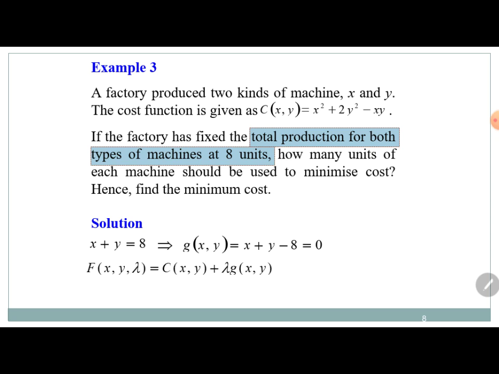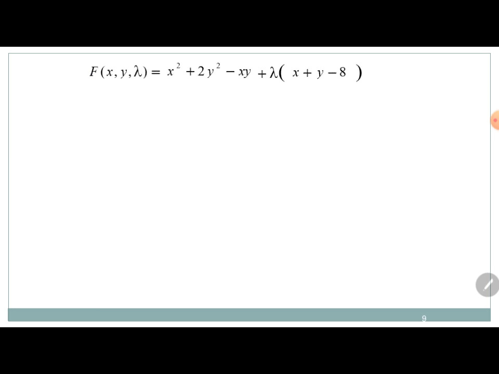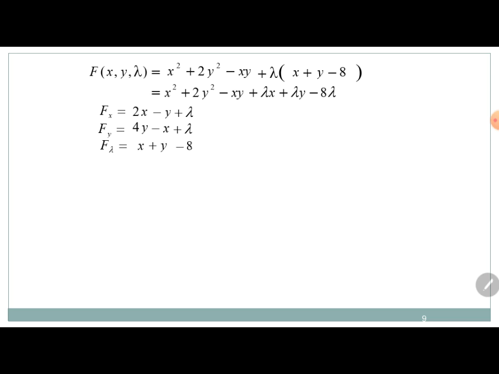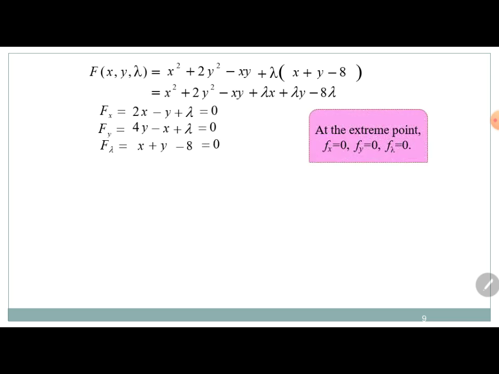Okay, now to find the new function, just combine the cost function with the constraint. So we get X squared plus 2Y squared minus xy plus lambda of X plus Y minus 8. Okay. So solve as usual, like example 1 and example 2. So differentiate respect to X. We get 2X minus Y plus lambda. And then differentiate respect to Y. We get 4Y minus X plus lambda. And differentiate respect to lambda. We get X plus Y minus 8. So everything here will be equal to 0.